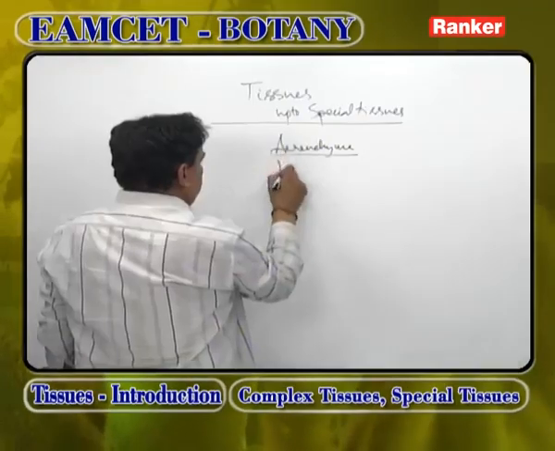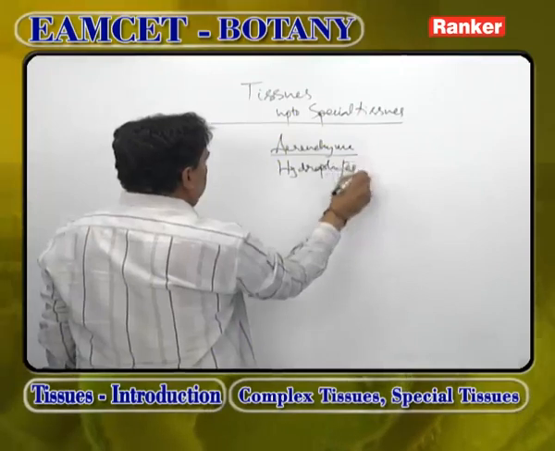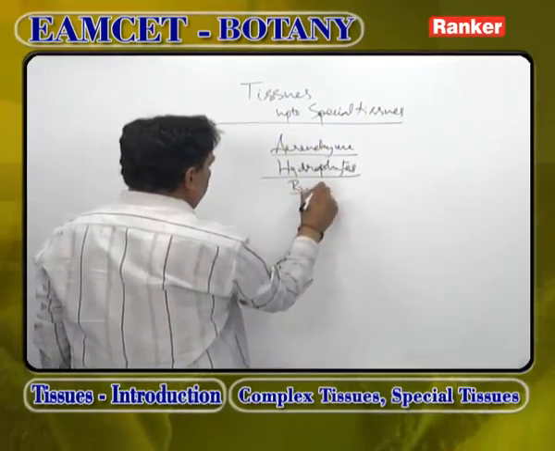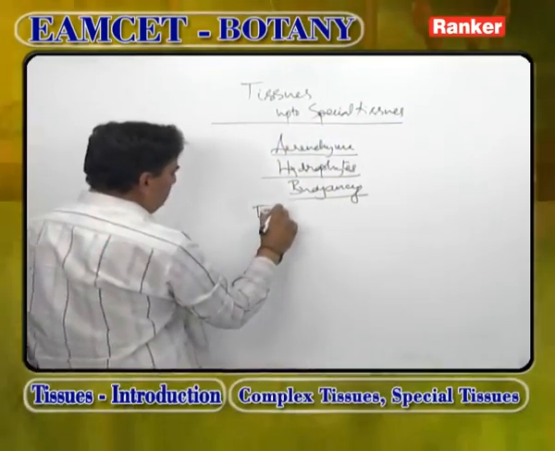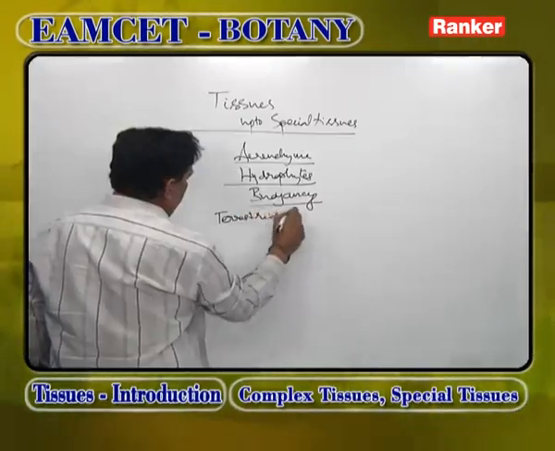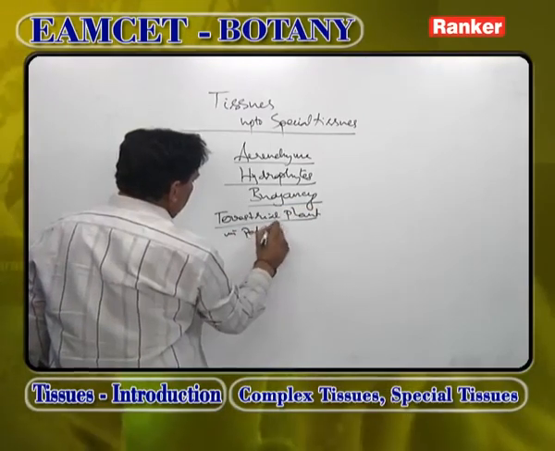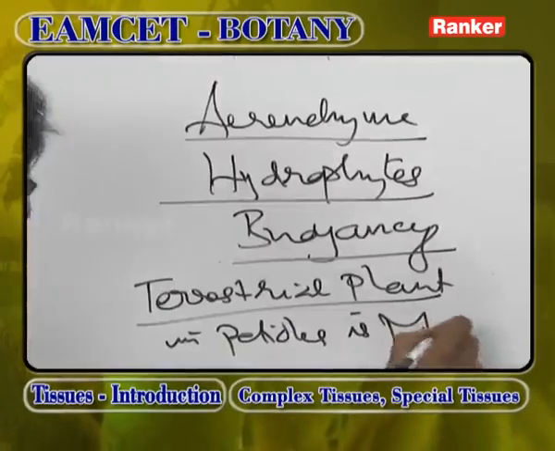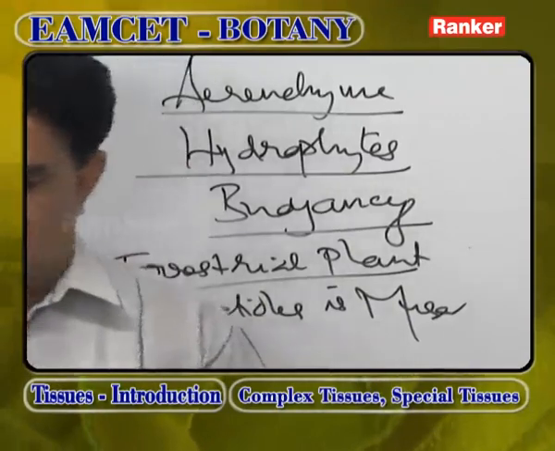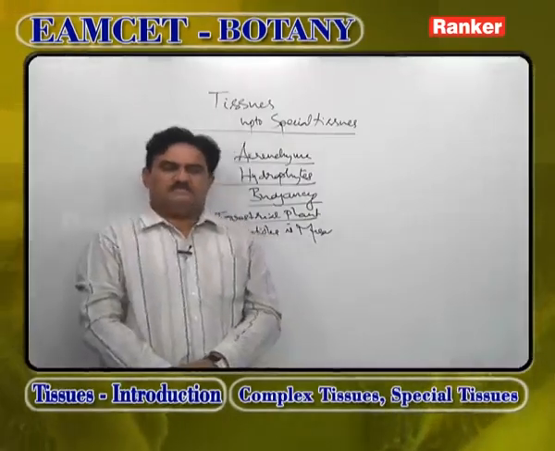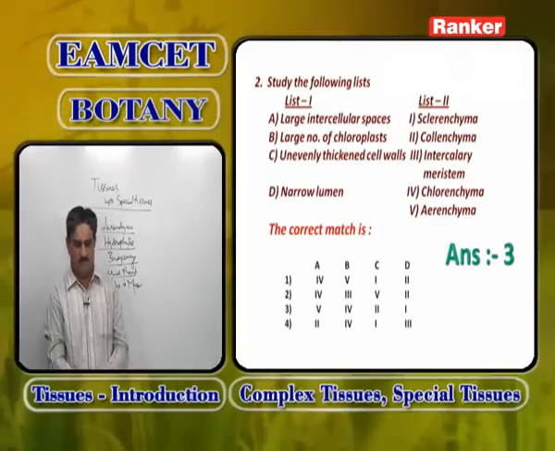Aerenchyma is a parenchyma with large intercellular spaces. It is a special feature of all hydrophytes, as it helps in buoyancy and makes the plants float on water. A terrestrial plant with aerenchyma in its petioles is Musa. Then, large number of chloroplasts is chlorenchyma. Parenchyma with chloroplast is popularly called chlorenchyma.